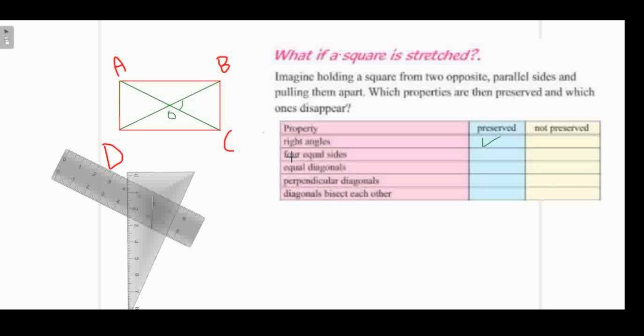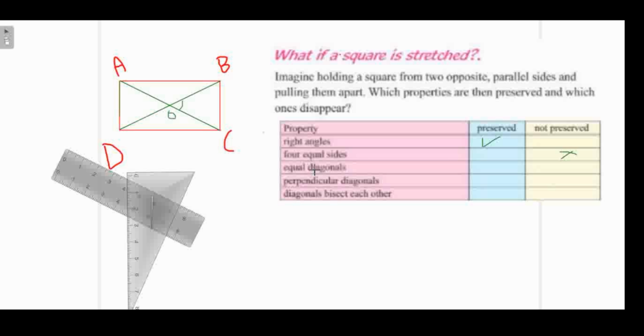The second property, equal sides. We can see from the figure directly, even without using a ruler, that one side is being stretched, which is AB, it is now longer than AD. So for equal sides, no, it is not preserved.